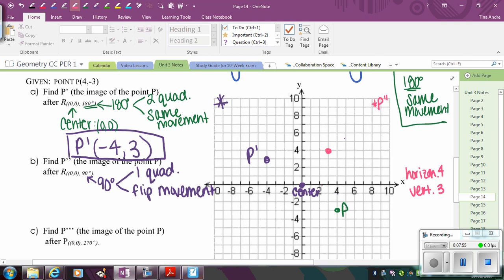And remember, the reason why I'm going in this quadrant instead of any of these other quadrants is because I knew that's where it had to end up. So I'm just switching the movement. So 3, then 4. And this is going to be P double prime. And now if you look, if you imagine connecting and creating the angle, see how you can see a 90-degree angle, negative reciprocal slopes. That's why you have to flip that movement. So this is going to be P double prime, which is 3, 4.